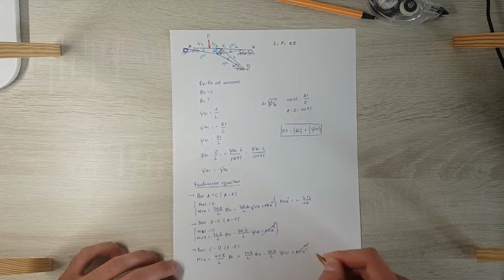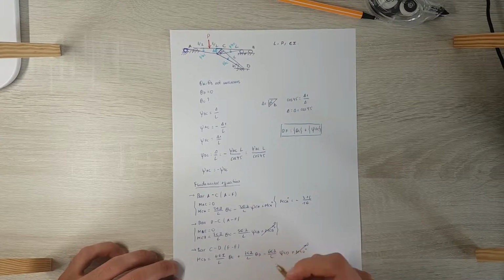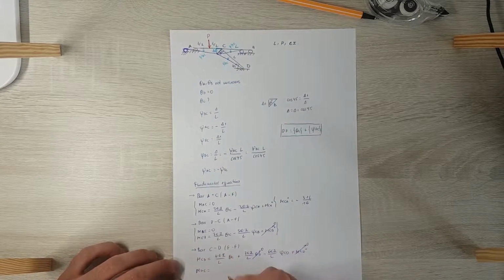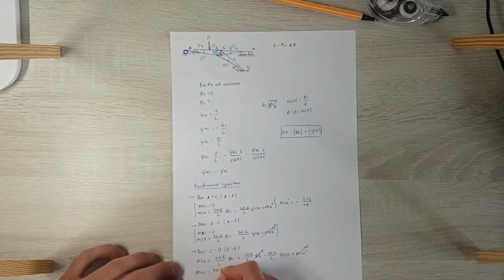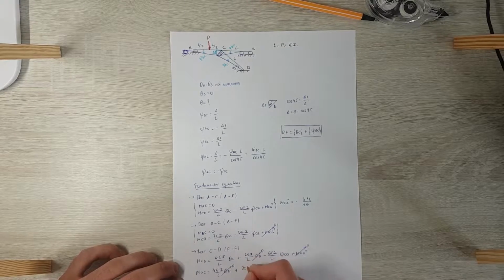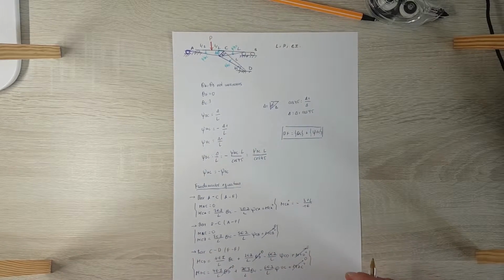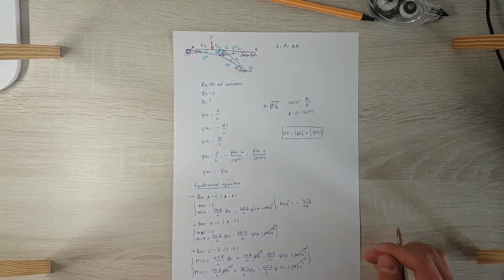In this case it is 0, and as we said before, theta D is 0. So MDC in the same way as MCD. In this case here theta D, which is 0, plus 2EI divided by L theta C minus this 0, and this is 0. So we have here the fundamental equations of the system.